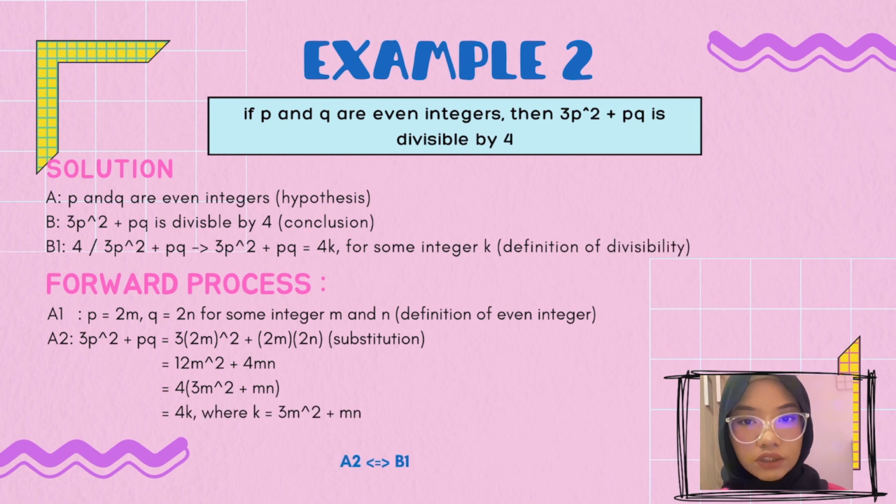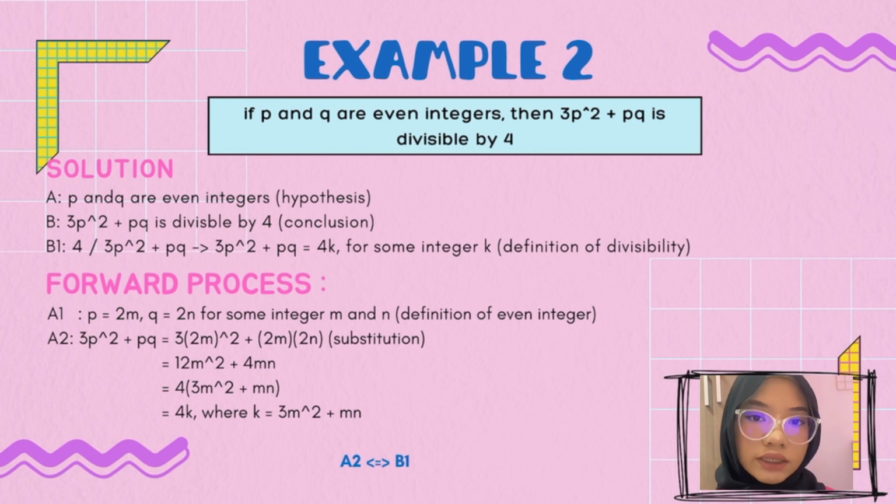For example 2, the question is, if p and q are even integers, then 3p squared plus pq is divisible by 4. For the solution, A, p and q are even integers, that is the hypothesis. B, 3p squared plus pq is divisible by 4, as the conclusion. And for B1, 4 divides 3p squared plus pq, so 3p squared plus pq equals 4k for some integer k. That is the definition of divisibility.